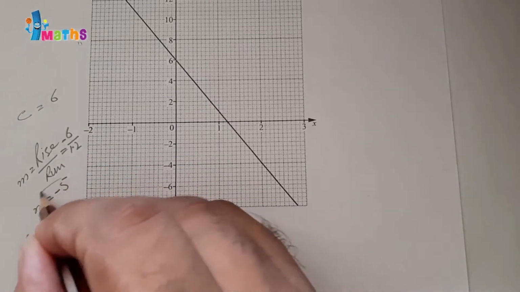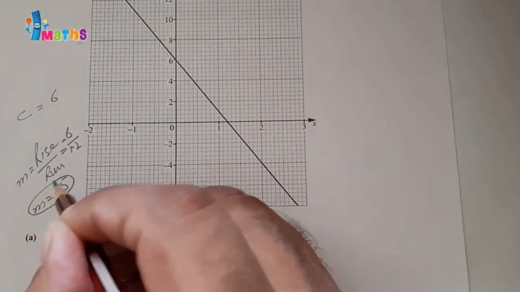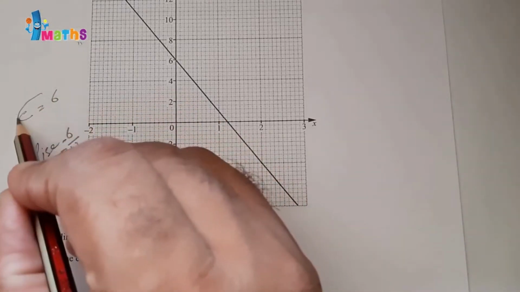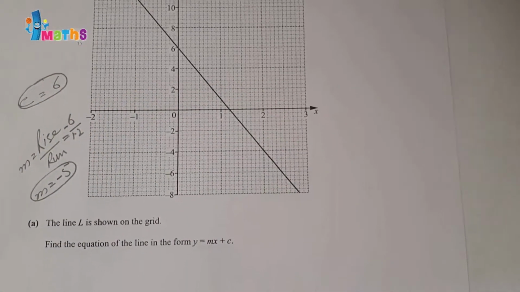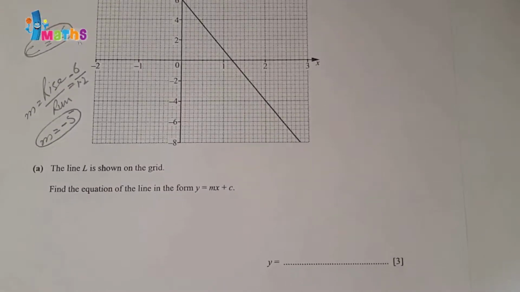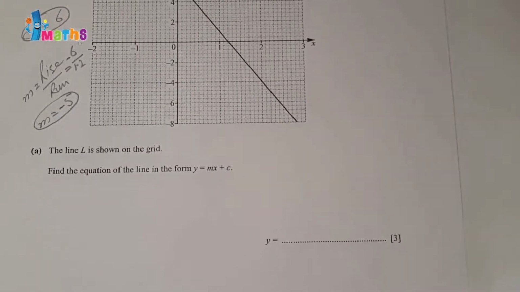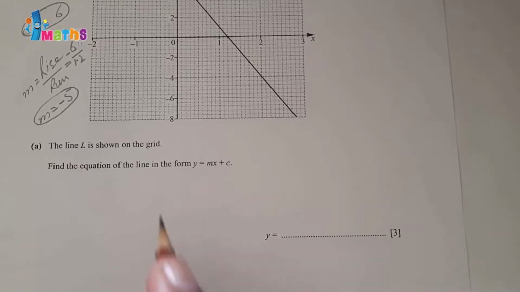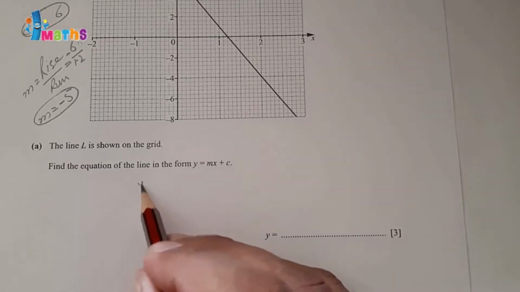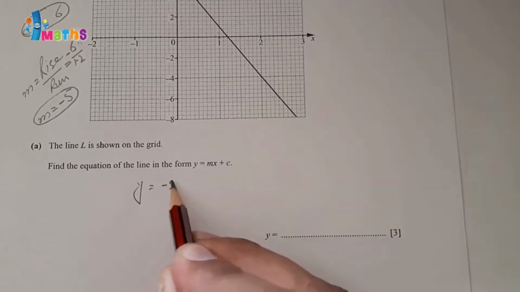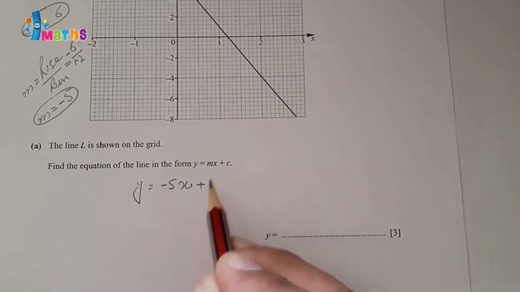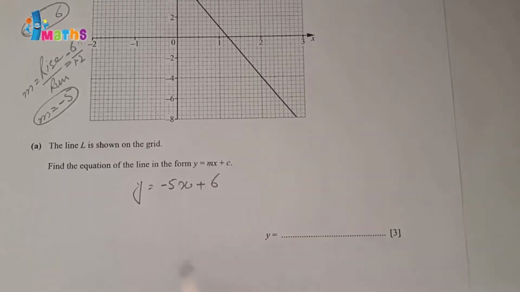So the gradient, we found the value of m as minus 5, and the y-intercept, which is the value of c, we found as 6. Now we can write these values in the equation. y equals mx plus c. So our equation will be y equals m, which is minus 5, x plus c, which is 6. So this will be our equation: y equals minus 5x plus 6.